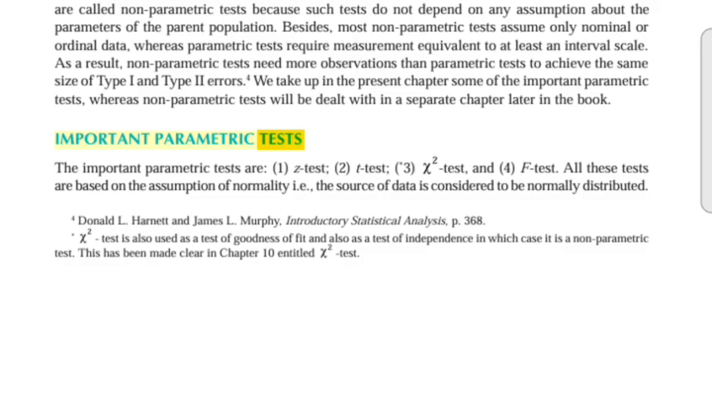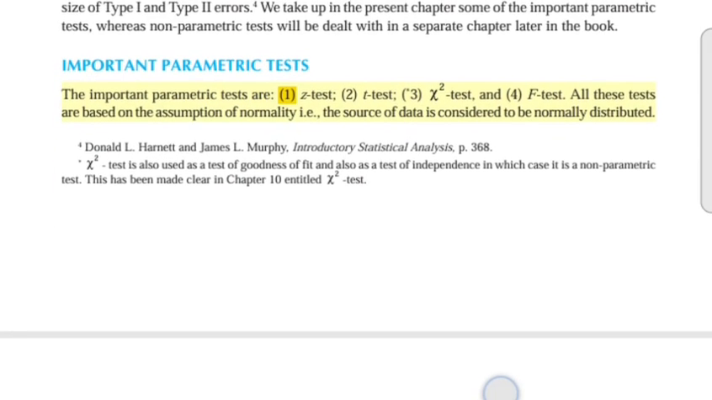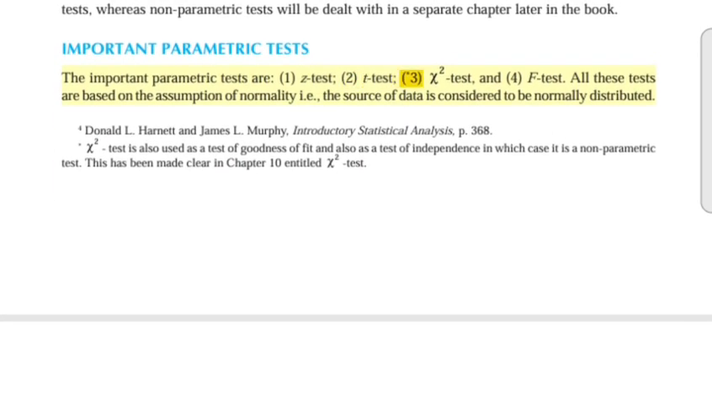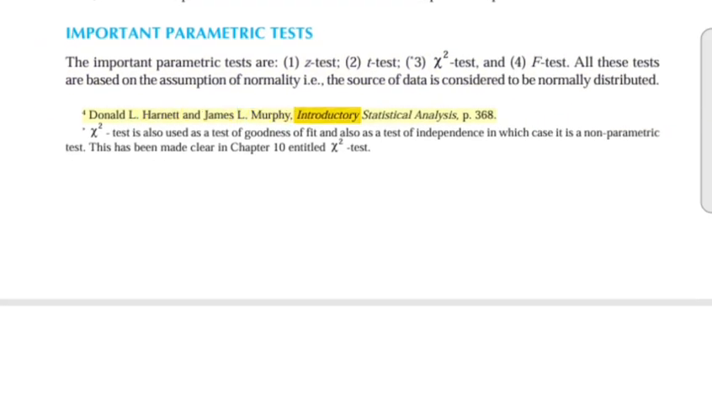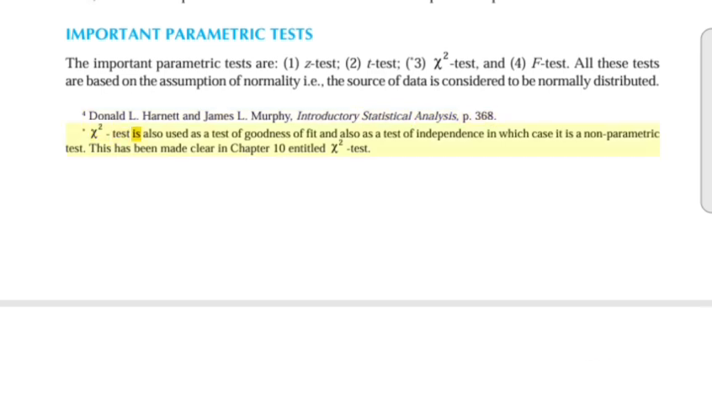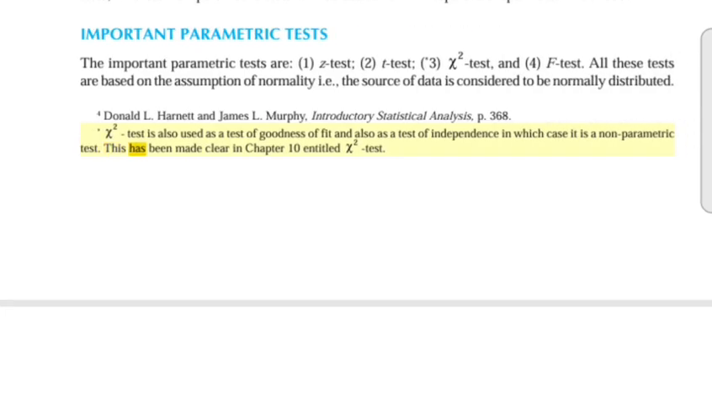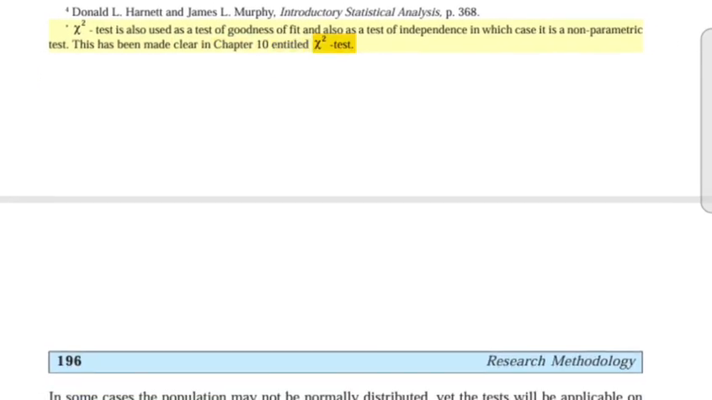Important parametric tests. The important parametric tests are 1. Z-test, 2. T-test, 3. Chi-2 test, and 4. F-test. All these tests are based on the assumption of normality, i.e., the source of data is considered to be normally distributed. Chi-2 test is also used as a test of goodness of fit and also as a test of independence, in which case it is a non-parametric test. This has been made clear in Chapter 10 entitled Chi-2 test.